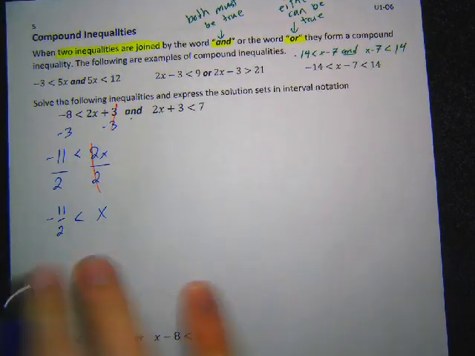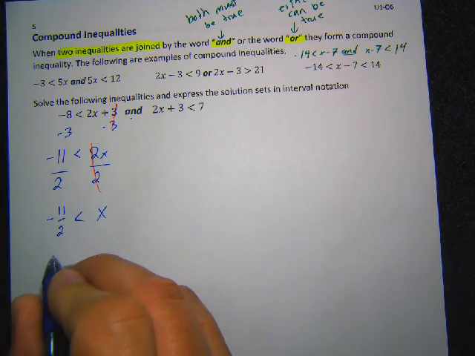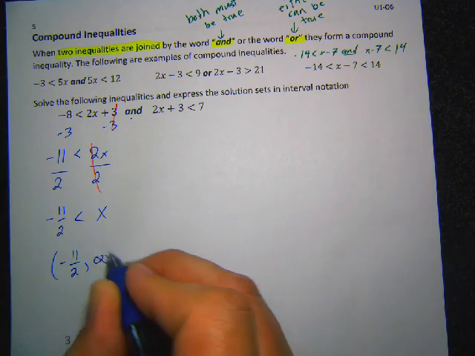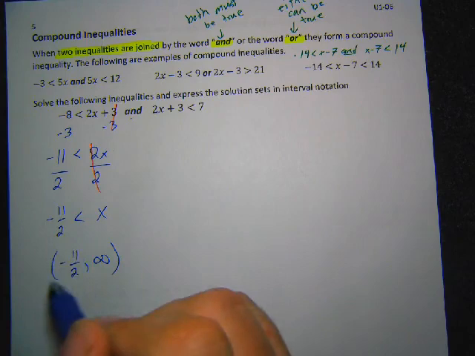So if I was going to write this as an interval, this interval would be all the numbers bigger than negative 11 halves. So I'd start with negative 11 halves and say go off to infinity. Any numbers bigger than negative 11 halves would be this set. So it's got to be part of this set.